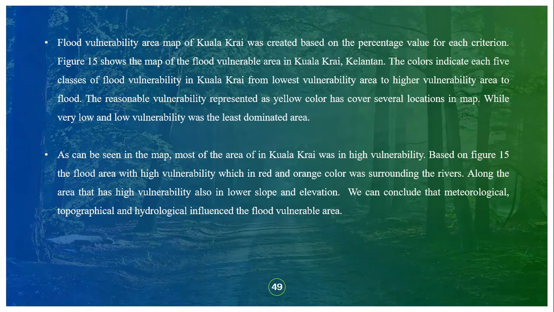The color indicates each of the 5 classes of flood vulnerability in Kuala Krai, from lowest vulnerability area to higher vulnerability area to flood. The reasonable vulnerability represented as yellow color has covered several locations in the map, while very low vulnerability was the least dominated area. As can be seen in the map, most of the area in Kuala Krai was in high vulnerability.